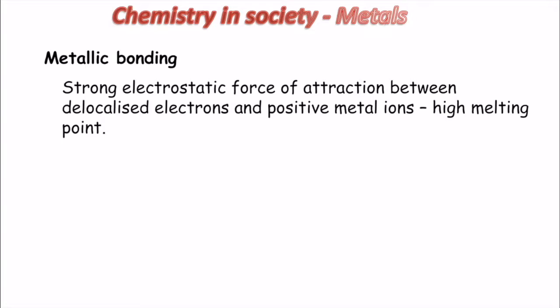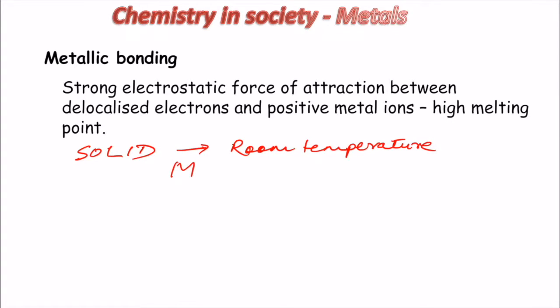Talking about the properties, so metals generally have high melting point. This is because of the strong electrostatic force of attraction between the delocalized electrons and the positive metal ions. It is because of this that most of the metals are solid at room temperature. Except mercury, which I would say is the only exception which is liquid at room temperature, and that is because the force of attraction between the mercury atoms as well as the delocalized electrons is very less, and so less amount of energy is required to break the bond between these positive and negative charges.